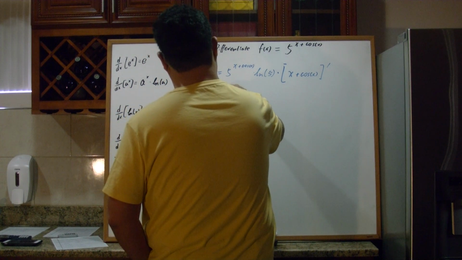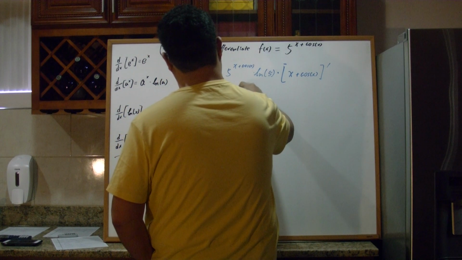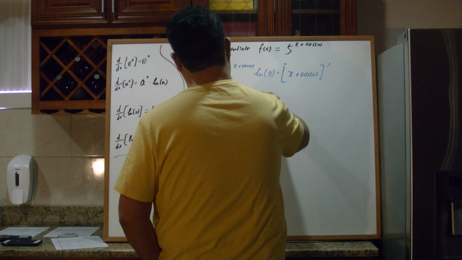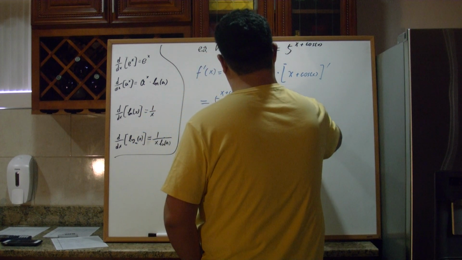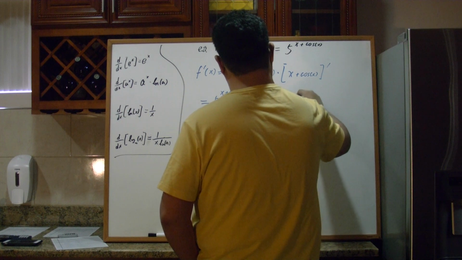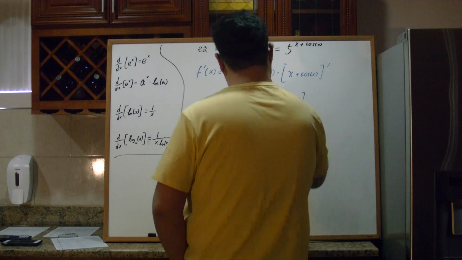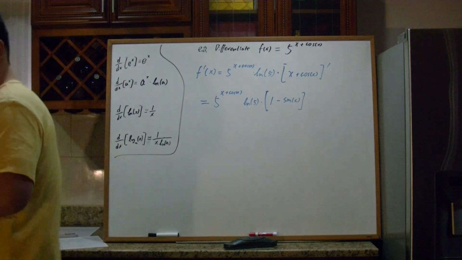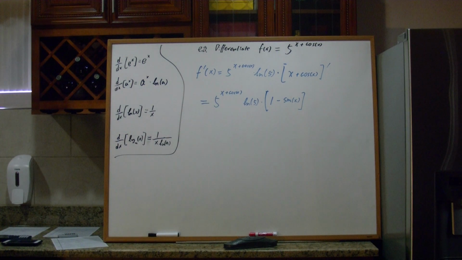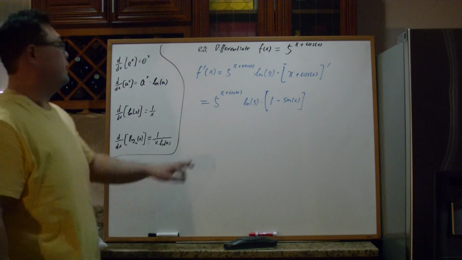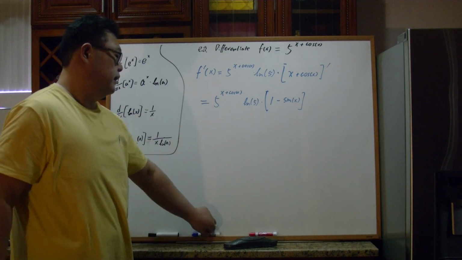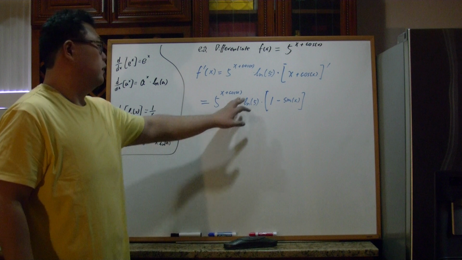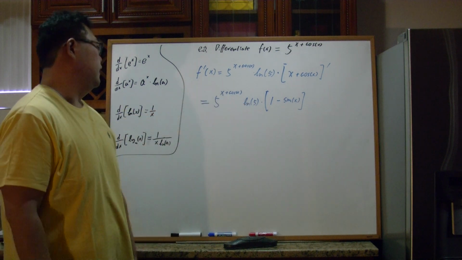5 to the x plus cosine x, ln 5, multiplied by 1 minus sine x. Well, just leave that long expression, it is fine. We just have natural log 5 as the coefficient. And to write it in the middle is fine. If you want to attach it in the front is fine, and so on.